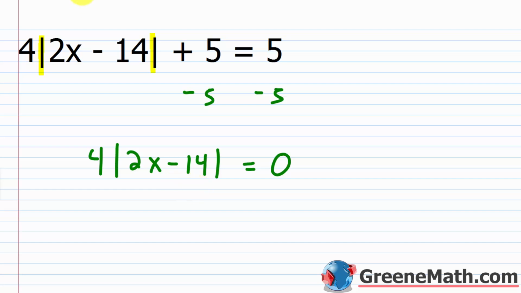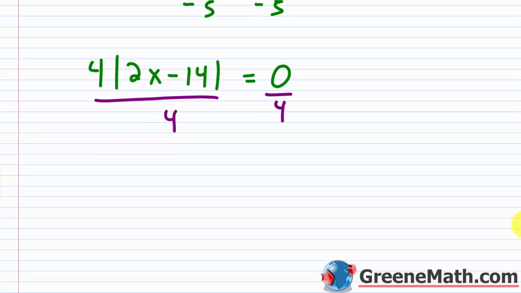So if I divide both sides by 4, we know 0 divided by 4 is just 0. So I'm going to end up with the absolute value of 2x minus 14 is equal to 0. So this is a special case scenario, okay? You do have a solution here, but you only have one, okay? You're not going to get two. So you need to pay close attention to what to do here.